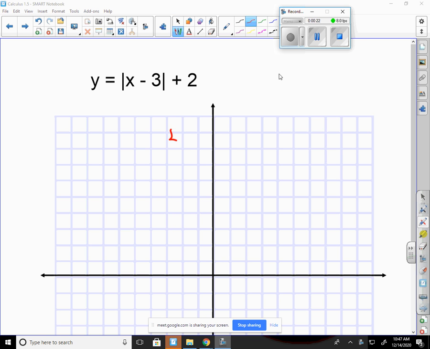if we look at what's outside of the absolute values, that's the plus 2, which means this graph is going to be shifted up 2. And then if we look inside the absolute values, that's where x minus 3 is. If it's a positive number, it shifts left. If it's a negative number, it shifts right. So this is minus 3, which means that it's going to move to the right 3 units.